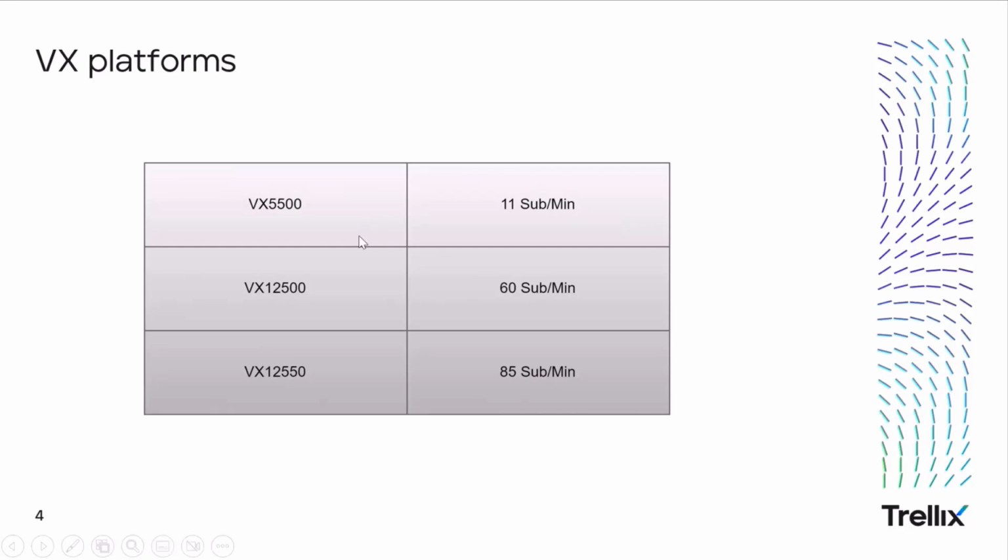Coming to the VX platform, the VX 5500, being the low-end platform, supports 11 submissions per minute. The VX 12500 supports 60 submissions per minute. The VX 12550, being the high-end platform, supports almost 85 submissions per minute.